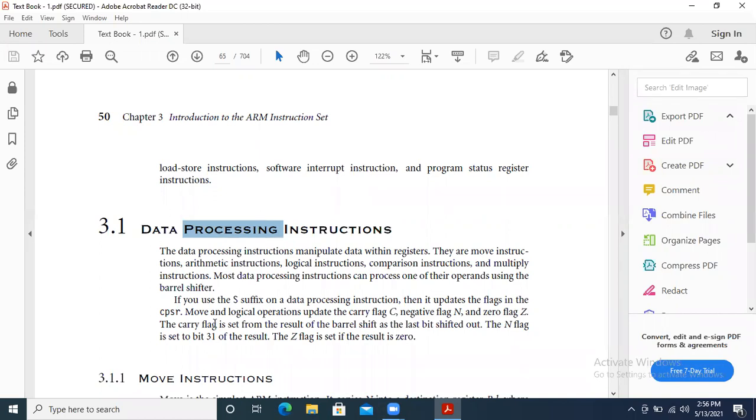Is that clear? So if you understand this line, then easily we can go for the different types or different categories here.